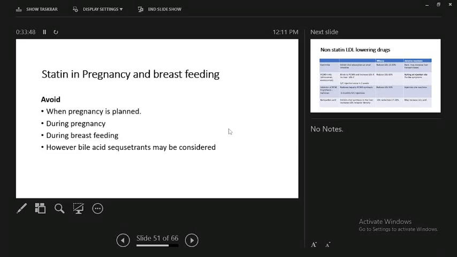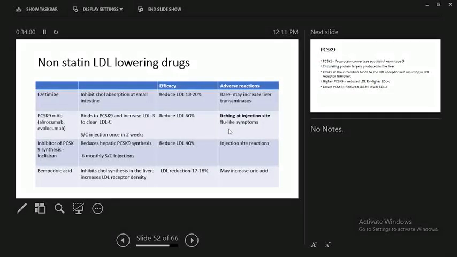That's the recommendation given. So what about the statin in pregnancy and breastfeeding? You need to avoid it, remember that. And for all women of childbearing age, if they are planning for pregnancy, don't start a statin, and avoid it during pregnancy as well as breastfeeding.